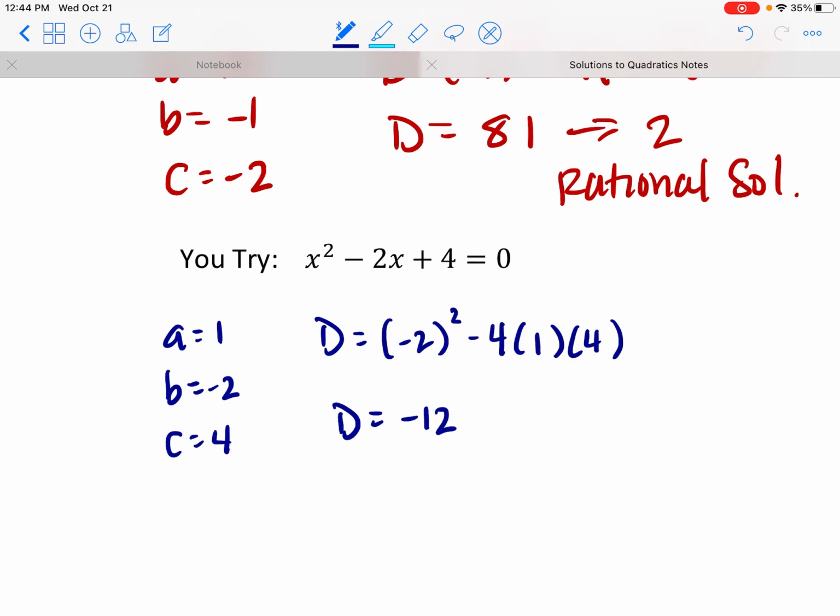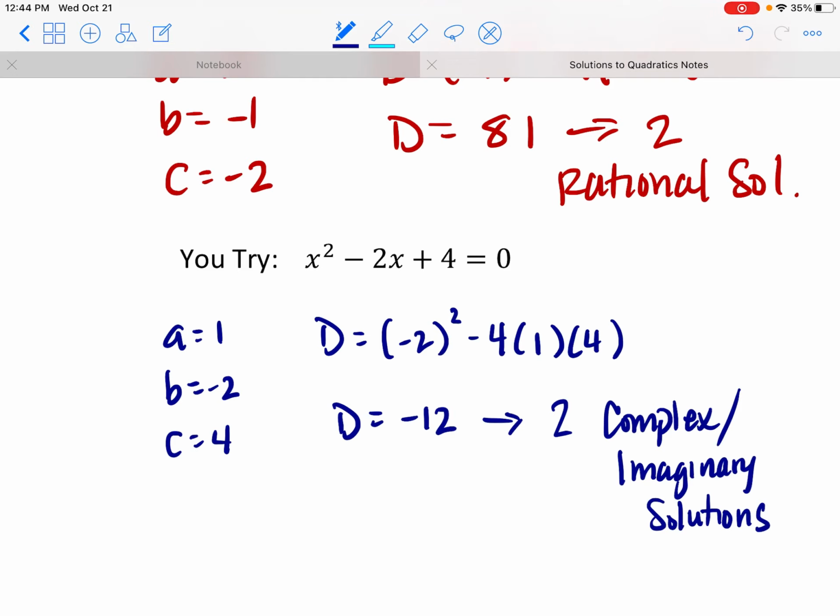So a -12 under the radical, if we were using our whole quadratic formula to solve, not only could the 12 simplify, but the negative is going to make that an imaginary or complex solution. So 2 complex or imaginary solutions.